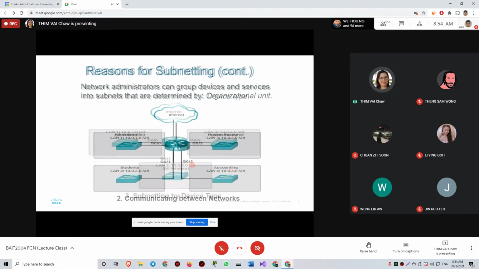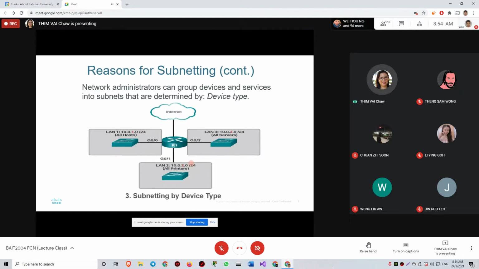Another way of grouping is according to the device type. I don't think your assignment question will be according to the device type. What he is going to do here is group all the servers and host them in one network, so all the servers are located in one subnet. So he used the .3 in front of this number. Why .3? Because he borrowed 2 bits to create a subnet.